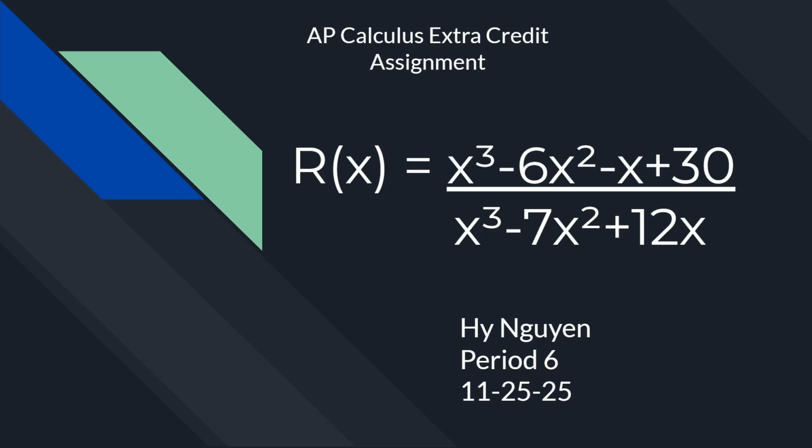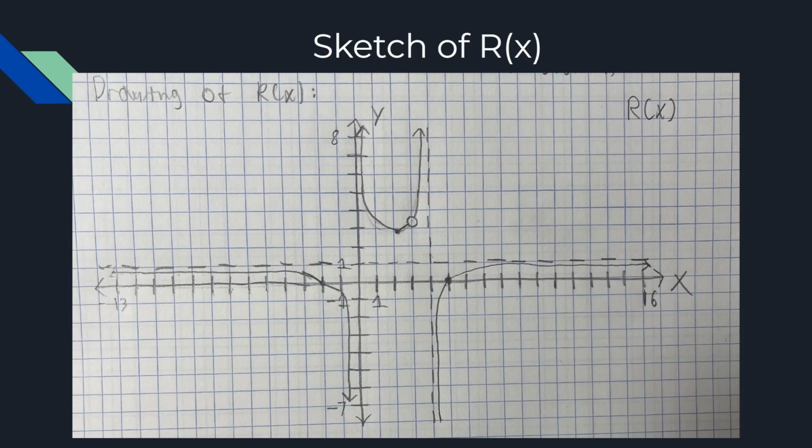My function is going to be R(x) equals (x cubed minus 6x squared minus x plus 30) over (x cubed minus 7x squared plus 12x). Here's my sketch of R(x).